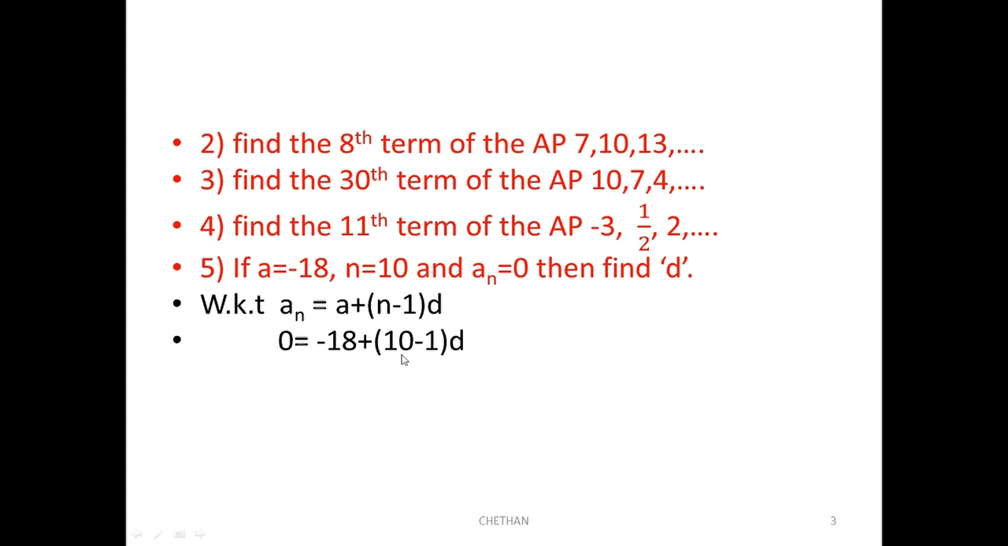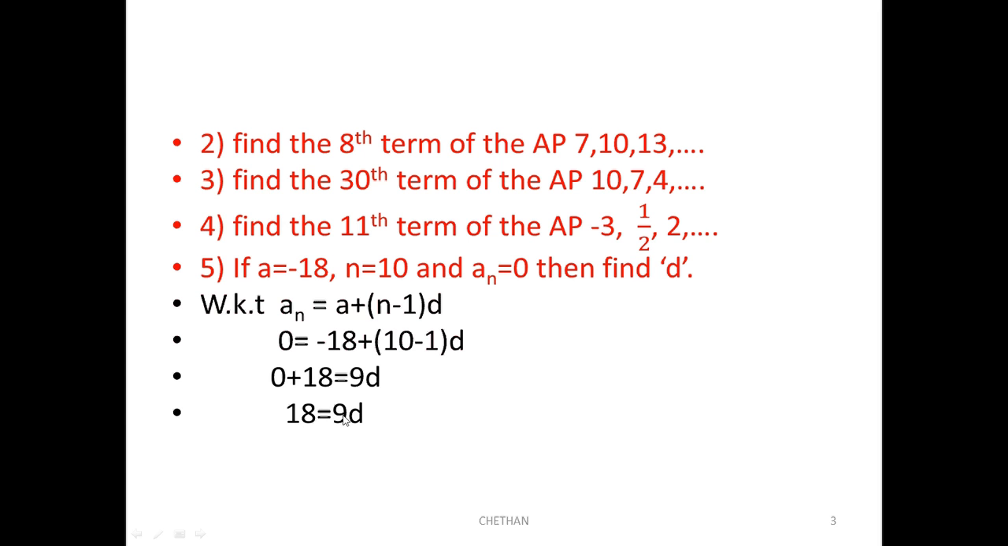In the place of n I'm taking 10, and we don't know the value of d. We have to find d, so I am writing d as it is. So minus 18 coming this side, so this becomes 0 plus 18. 10 minus 1 means it's 9d. After that 0 plus 18 means I am getting 18 only. So 18 is equal to 9d.